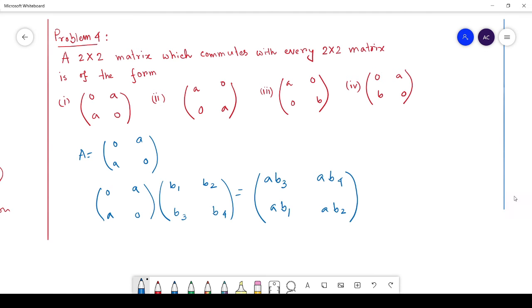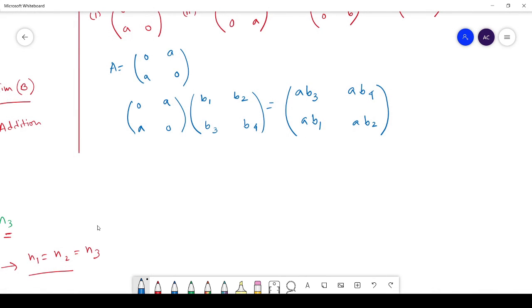And if we calculate the other way around, since it commutes, we will calculate B into A, where capital B is B1, B2, B3, B4 times this matrix A, which is B1 into 0, 0 into B2, a.